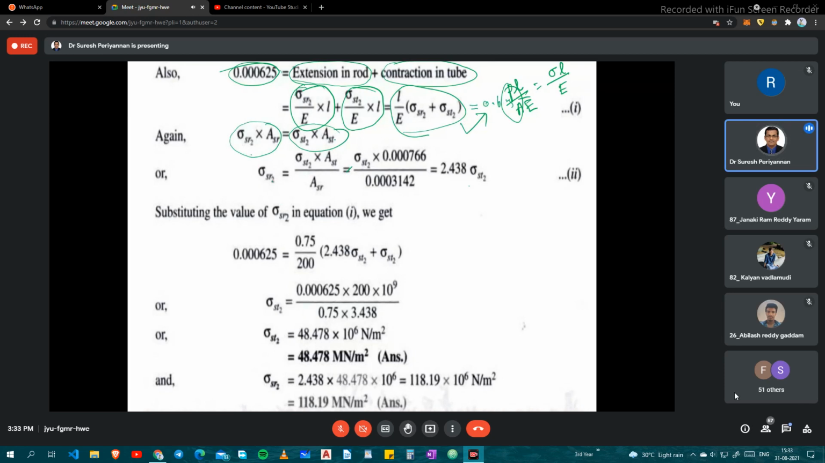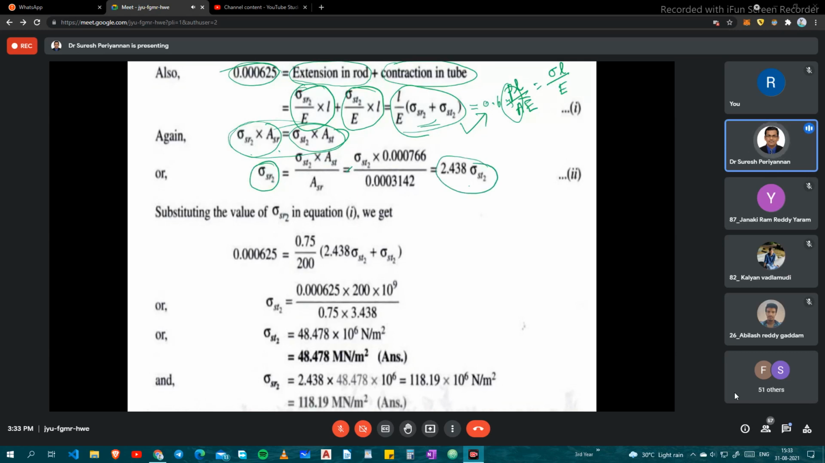Now I would like to find out either of the stresses, but here there are two unknowns, so I can't find it directly. Then I apply the condition. I would like to find the stress in the tube in terms of the rod, or the stress in the rod in terms of the tube. Finally, I have found the stress in the rod in terms of the tube.